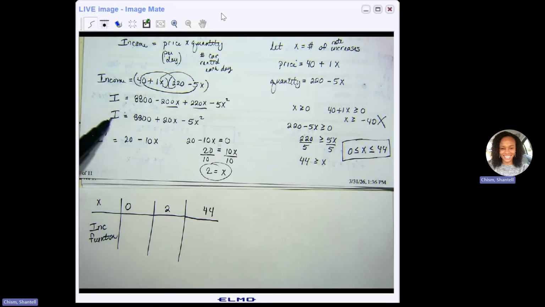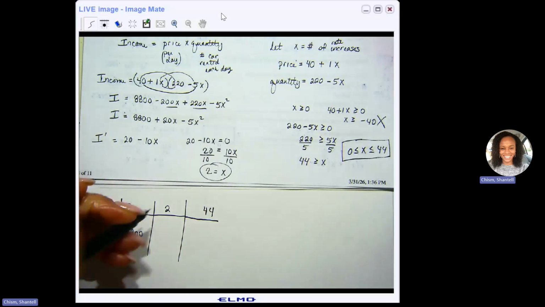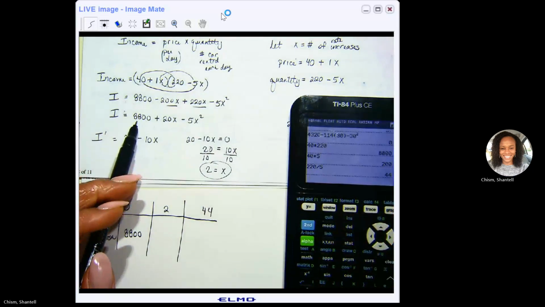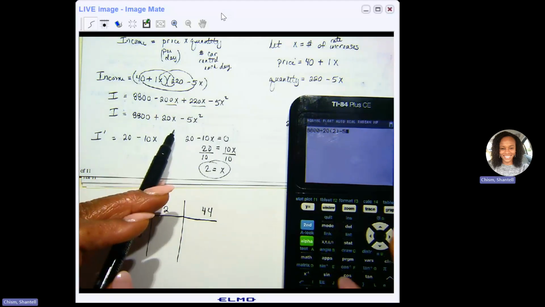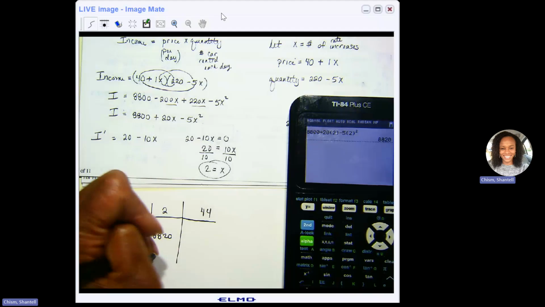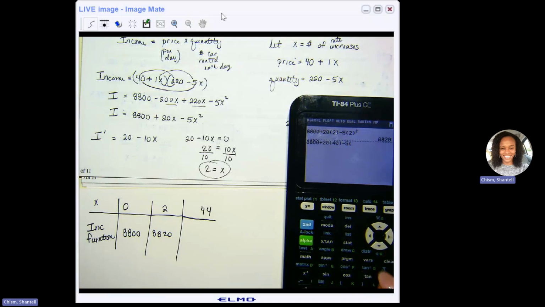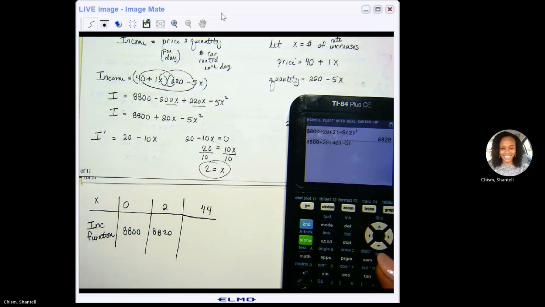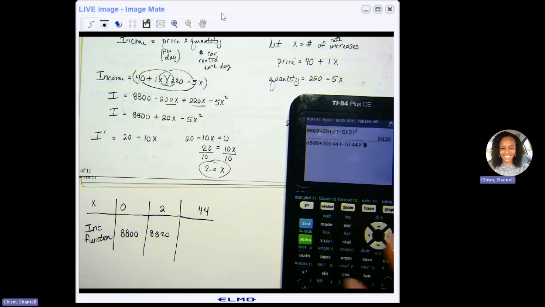So when I evaluate the function at 0, here's my function, that's going to just be 8,800 when x is 0. When I evaluate it at 2, let's see what we get. 8,800 plus 20 times 2 minus 5 times 2 squared. We get 8,820. So it looks like so far that one's the biggest. And then let's try evaluating it at 44. 8,800 plus 20 times 44 minus 5 times 44 squared, we get 0.